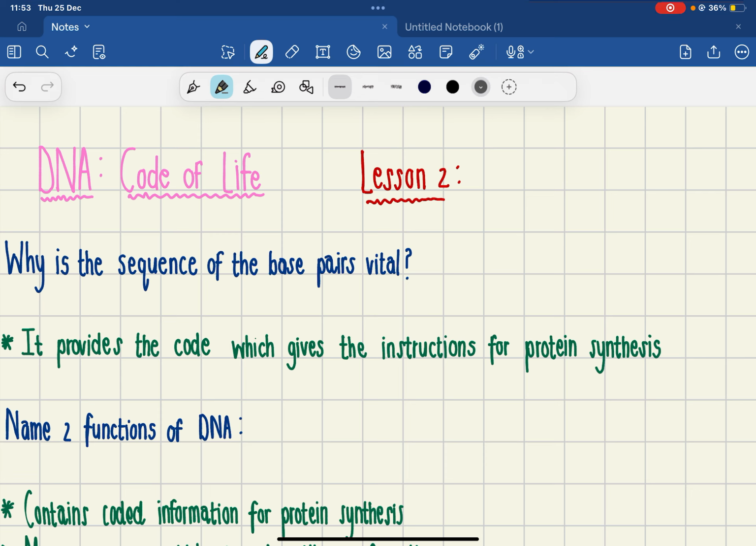So, guys, today we'll be looking at DNA, the code of life, and this is the second section. In this second segment, we'll continue touching on the importance of DNA itself, and we'll also touch on aspects of RNA, and we'll be comparing the two towards the end.